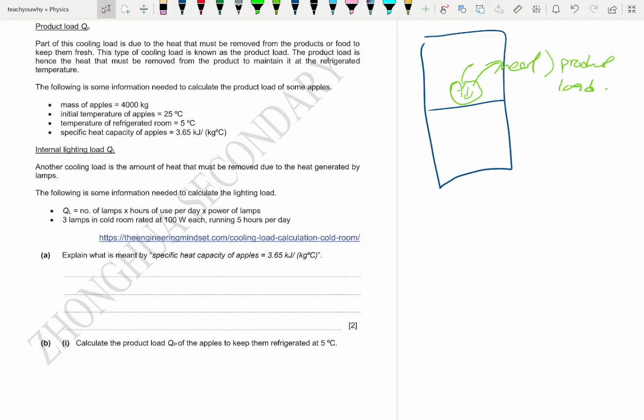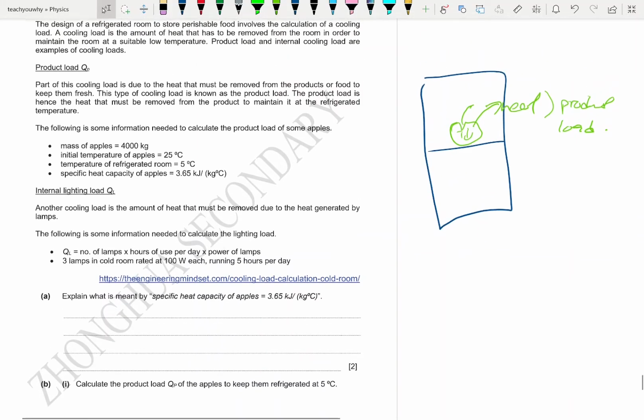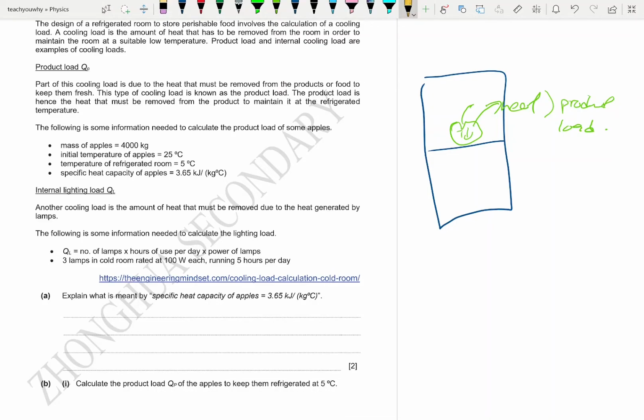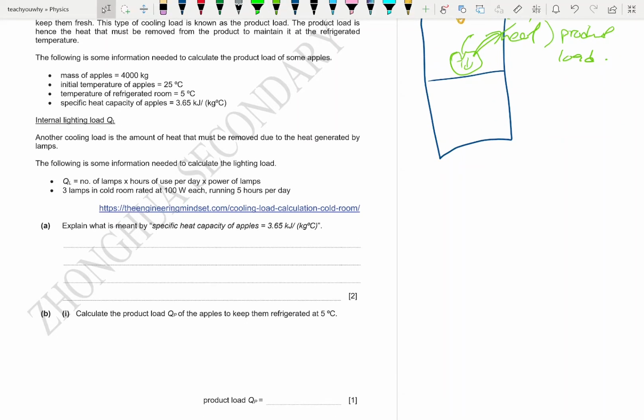Another cooling load is the amount of heat that must be removed due to the heat generated by the lamp. So again, this fridge also has a lamp. The lamp also gives out heat. So in order for you to cool the fridge, you need to take heat out from the lamp, and you need to take heat out from the apple. Lamp load is equal to lamp power times number of hours used per day times number of lamps: 3 lamps in the cold room rated at 100 watts each, running 5 hours a day.